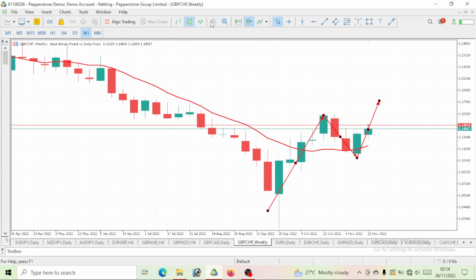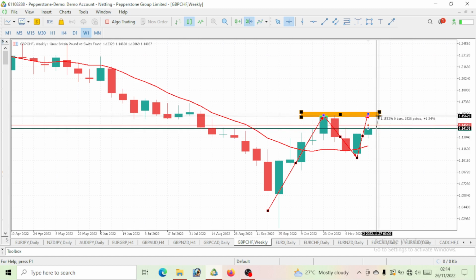So last week we actually opened and closed bullish. The week that just passed, we opened and closed bullish. So this week I believe we'll actually open and close bullish, whereby price will take out this high. So this week we expect GBP Swiss franc to give us that bullish move to take out this high.